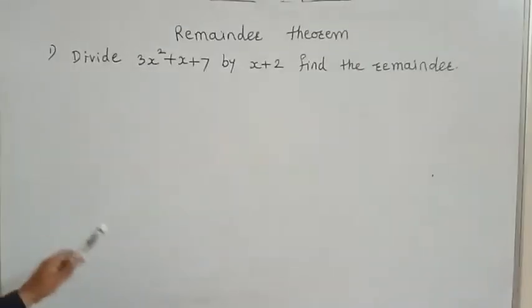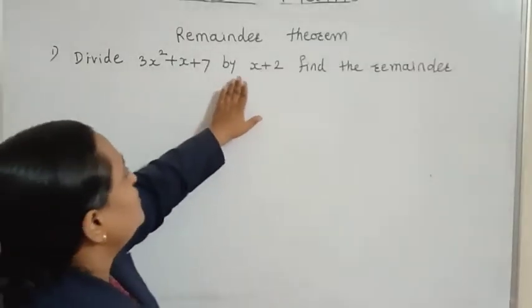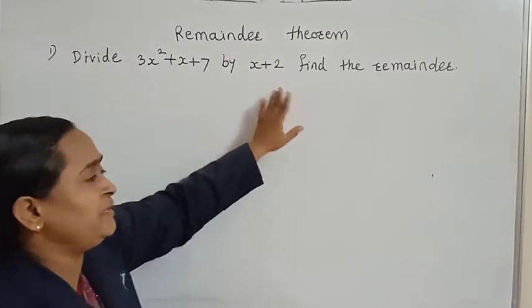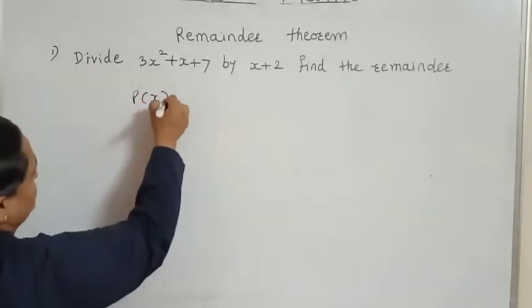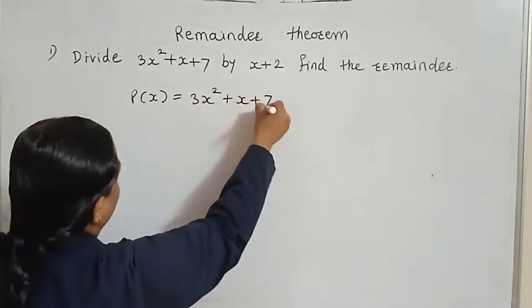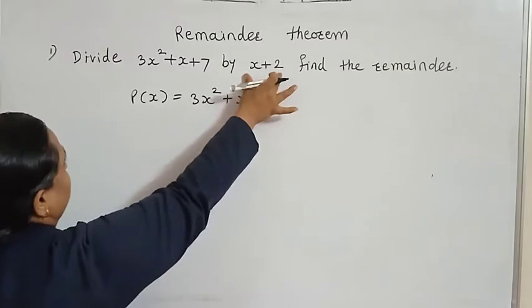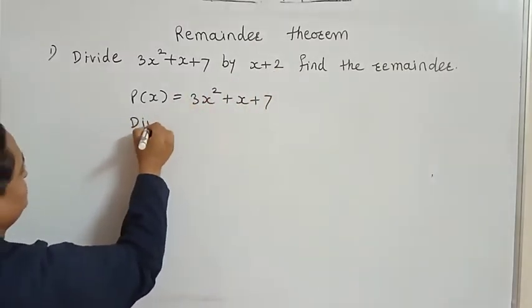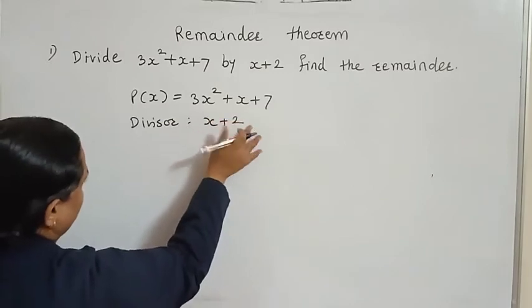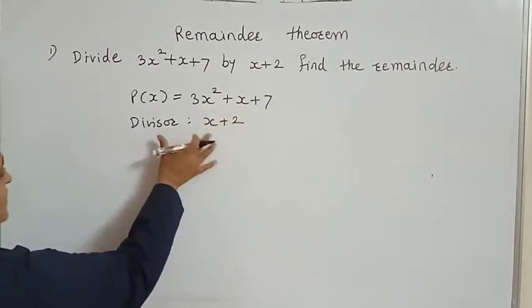Divide 3x square plus x plus 7 by x plus 2. Find the remainder by using remainder theorem. Now first, p of x is equal to 3x square plus x plus 7. Divisor is x plus 2. Then by remainder theorem.